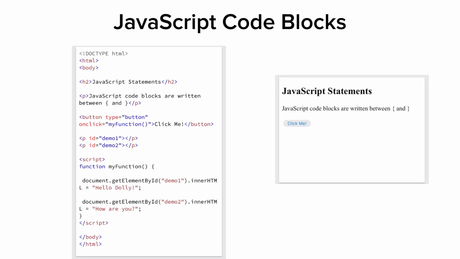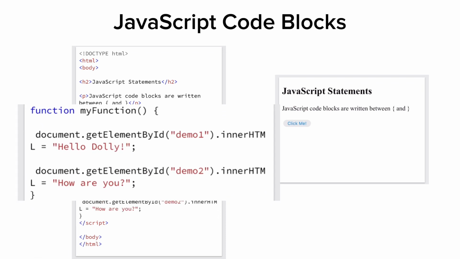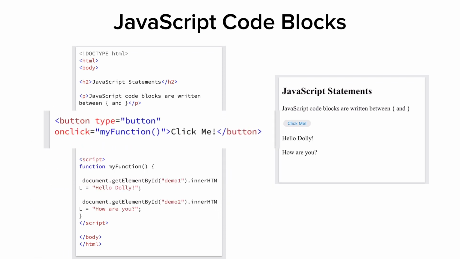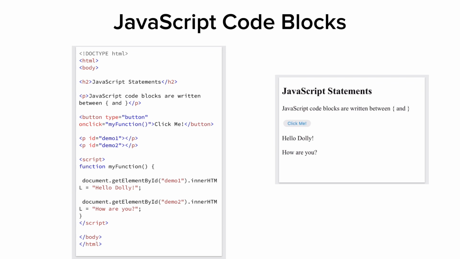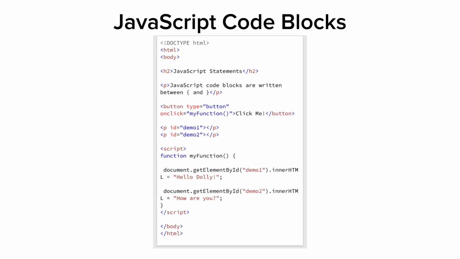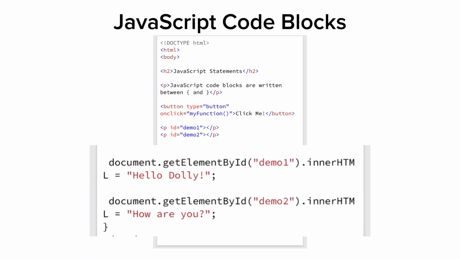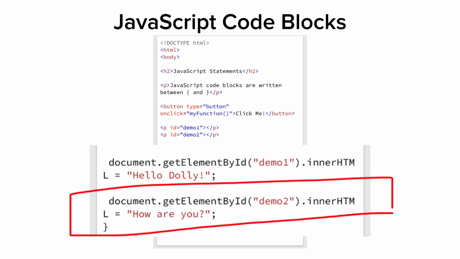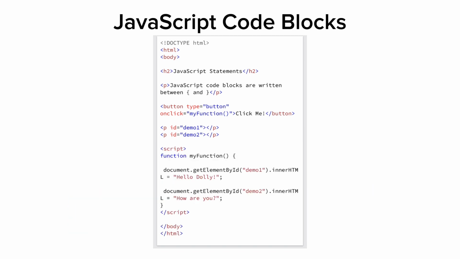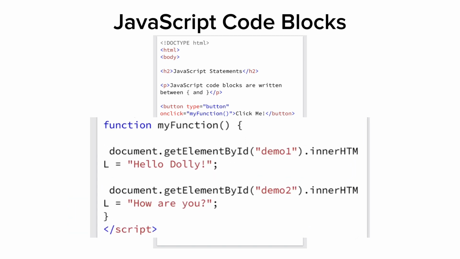In this example, we have a function in our script, and we call this function when the button is clicked. In this function we have two statements. The first statement displays Hello Dolly in the p tag with ID demo. The second statement displays how are you in another p tag with a different ID. Our statements are inside the function. The function has a name. We can call this function anywhere with this name.